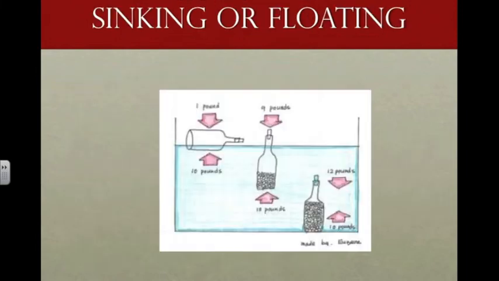Let's take a look at this next picture. On the left there's a bottle filled with air. Its density is less than water, which is why it's floating. And the bottle on the right side of the screen filled with rocks is more dense, so it is sinking. And the bottle in the middle has a density equal to the water, and therefore we say it's neutrally buoyant. It's not really sinking and it's not really floating because its density is equal.